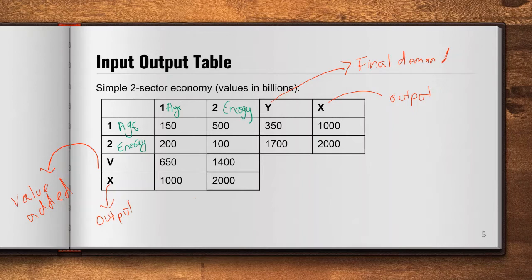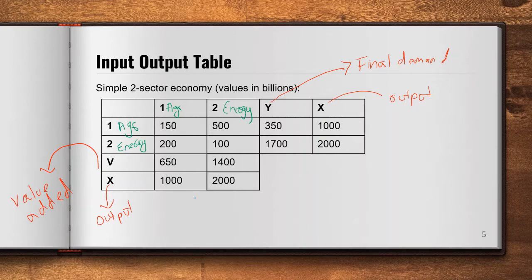And $350 billion is the demand of the final consumer of agriculture, and $1,700 billion of the demand is by the final consumer of energy. And you can see this is the final total output. The total output of agriculture is 1,000, and the total final output of energy is $2,000 billion. You can also see that these values are the same as these values over here. That is because the input-output table has a balance equation: input is always equal to output.